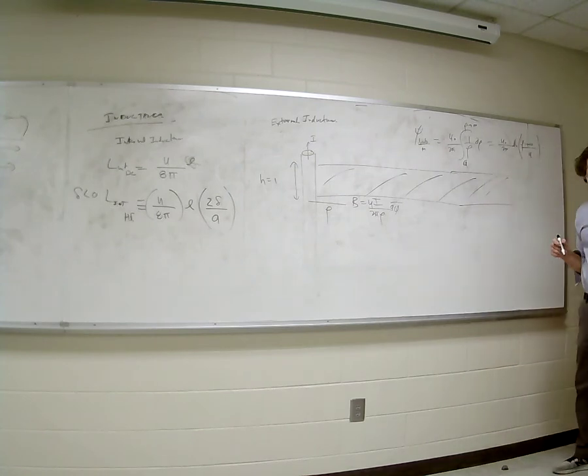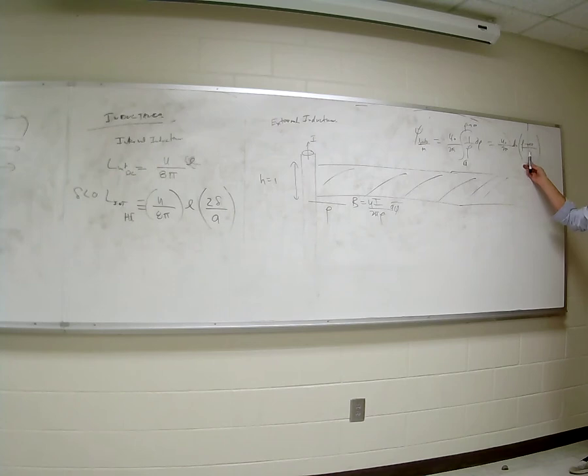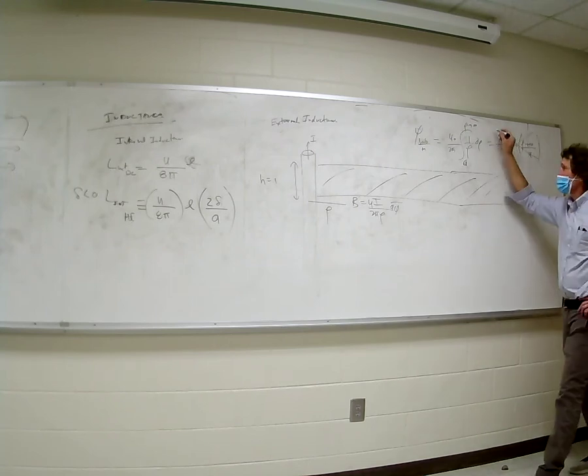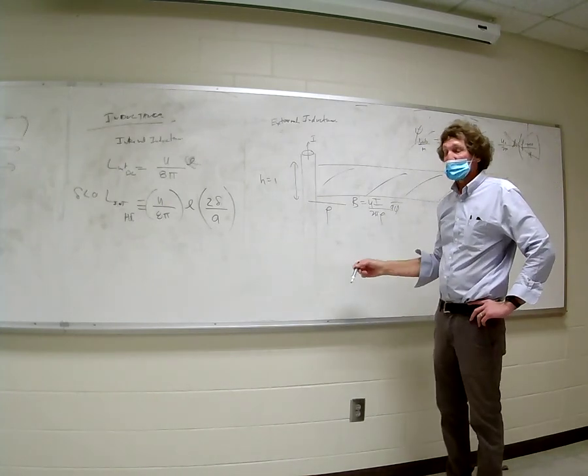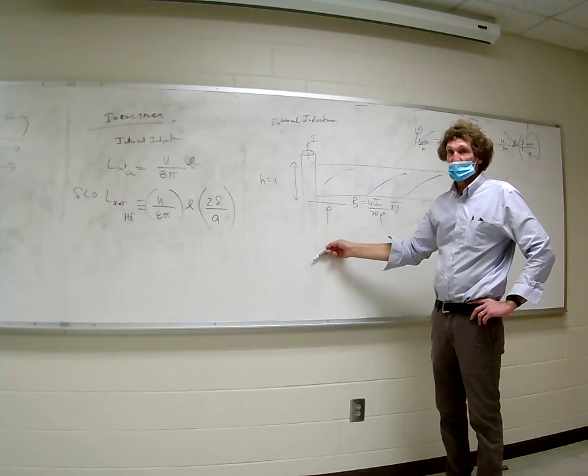What bothers you about that? You all see what I'm doing? 1 over rho integrated is natural log of rho, correct? Well, what's the problem with that? Rho is going to infinity. What's the log of infinity? Infinity, right? This approximation will break down in the limit. You can't do that. So what they do is get the h field from a limited length line.